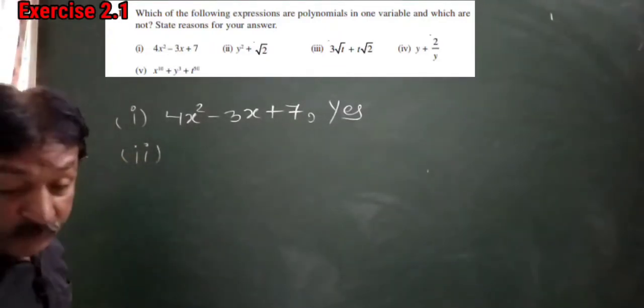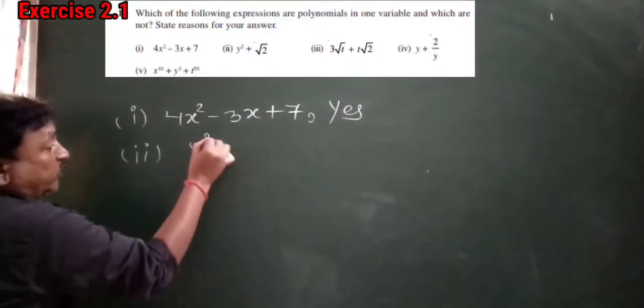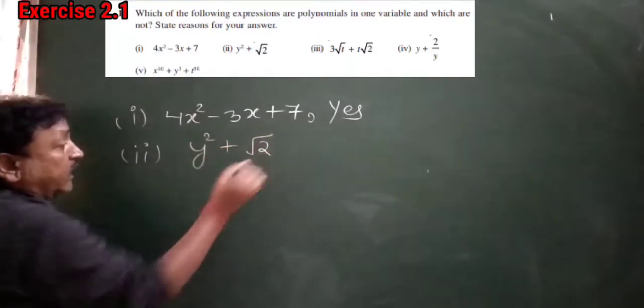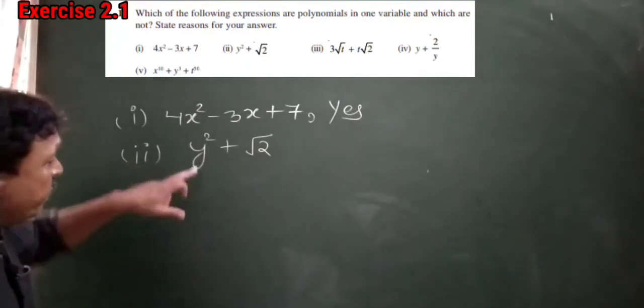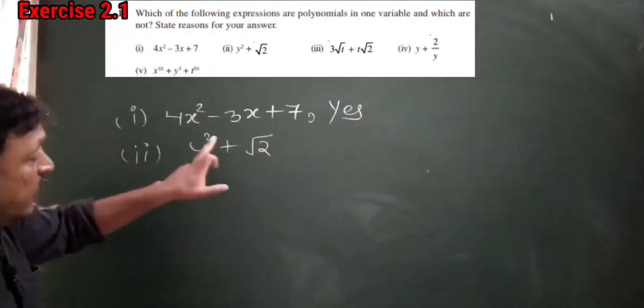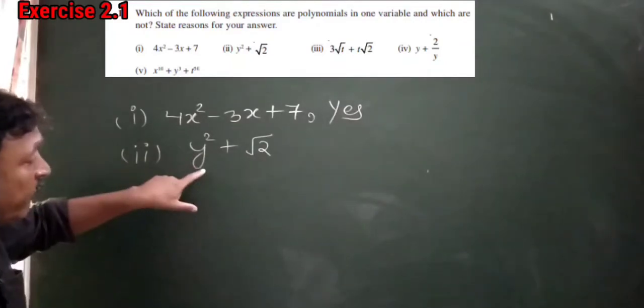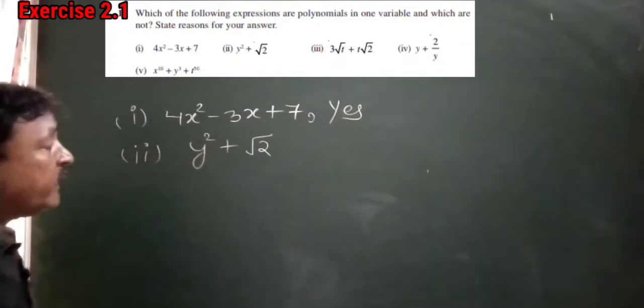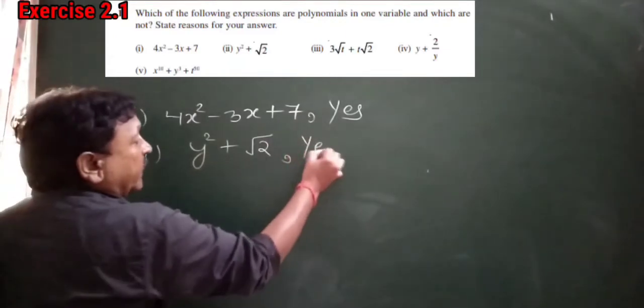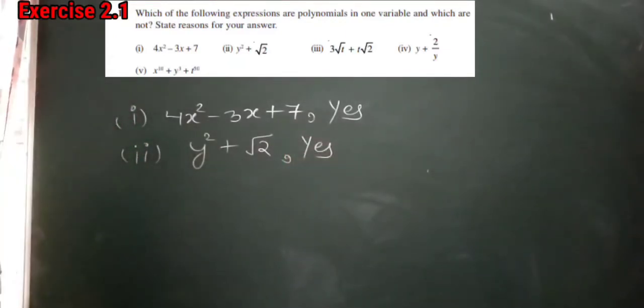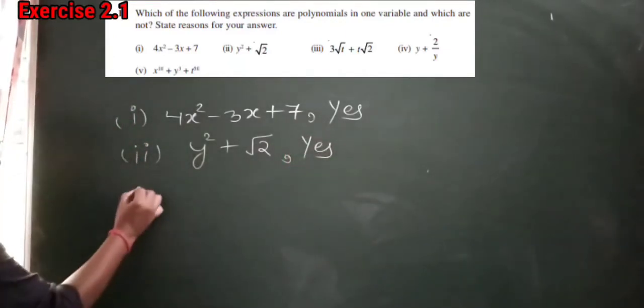Part second is saying y square plus root 2. Now check both the conditions. Y square, only one kind of alphabet is used, first thing. Second thing, the power of the variable is a whole number, so it is a polynomial in one variable. Okay, now see part third.